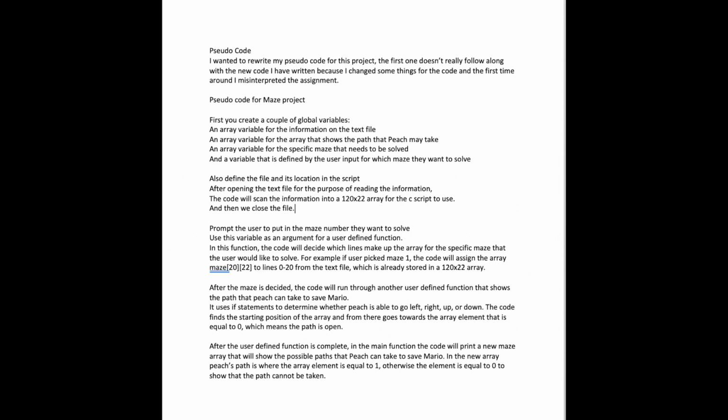The second one we need is an array variable that will print the final path for Peach. This array will have 20 rows and 22 columns. Another array variable that we will need is to define the specific maze the user wishes to solve. And then lastly, we need a variable that is user-defined. This variable signifies the maze that the user wants to solve.